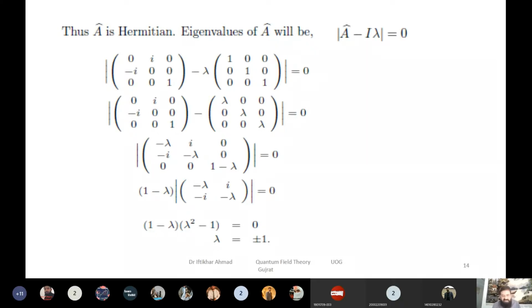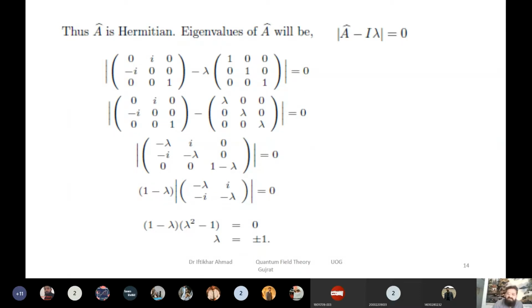Everybody knows that in linear algebra how you can get eigenvectors. In quantum field theory, eigenvectors are also known in the form of eigenstates. So how can you get the eigenstate or eigenvector? I leave this for your homework. You can find these; the three values of lambda are 1, 1, minus 1.